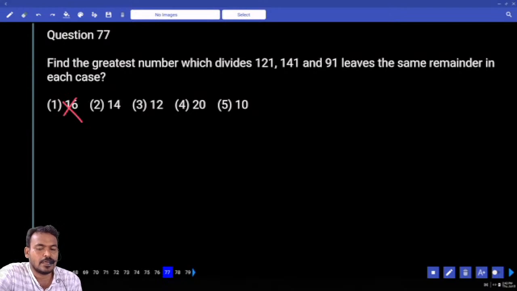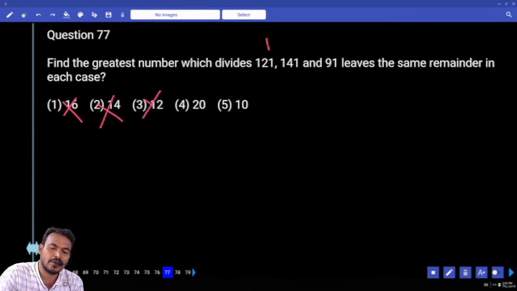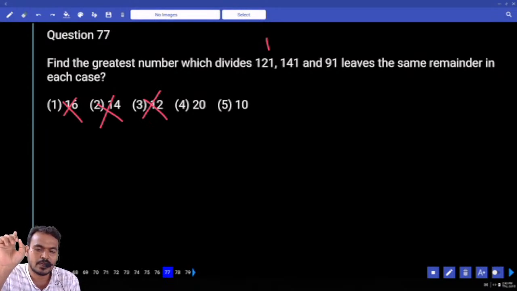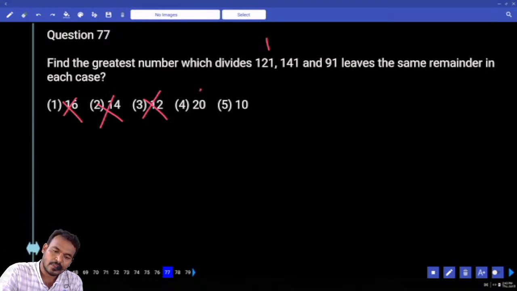14. 14 8 is 112. What is the remaining? 9. 14 10 times 140. No. Next 12. 1 remainder 141. No. Equal remainder. 121 is divided by 20. Remainder 1. 141 is divided by 20. Remainder 1. But 91 is divided by 20. What is the remainder? 11. Okay. Means answer 10.